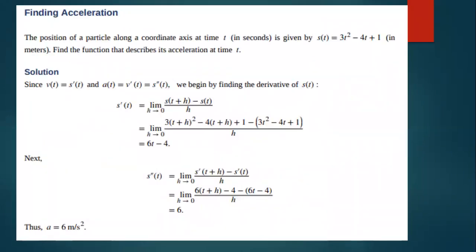Okay, now the next question is: find acceleration, as the value of s of t is given as 3t square minus 4t plus 1. So we have to find the acceleration. As I defined earlier, the first derivative of s of t will be equal to velocity, and the derivative of velocity, the second derivative, will be my acceleration.